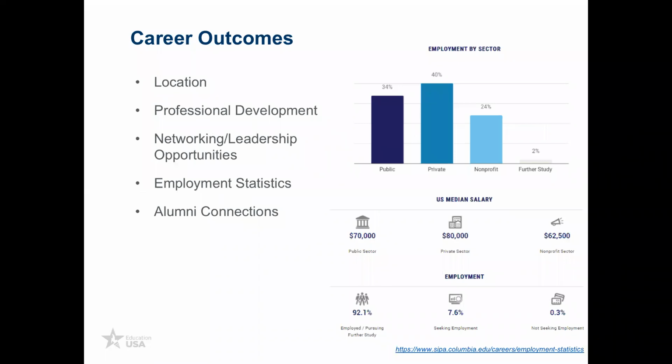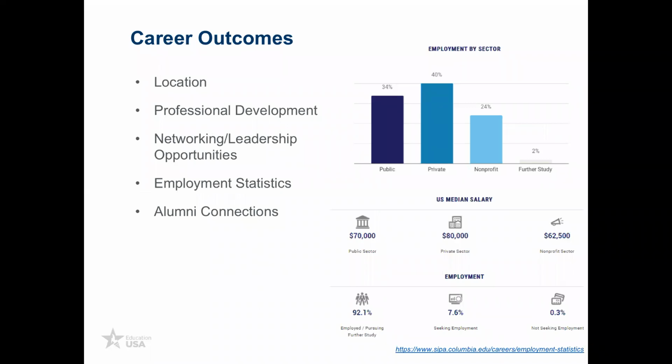Okay, so when it comes to a career in public administration, public policy, or international affairs, there are definitely important things that you should note. And as you explore your options for graduate programs, you definitely want to determine where you ultimately want to begin your professional journey. So this is why location is something that I think is important to note.